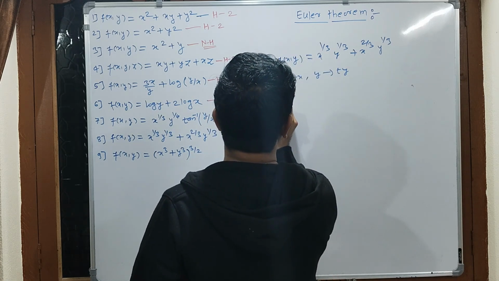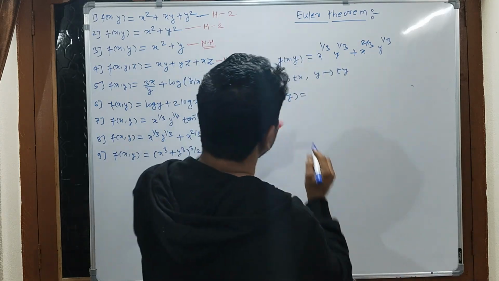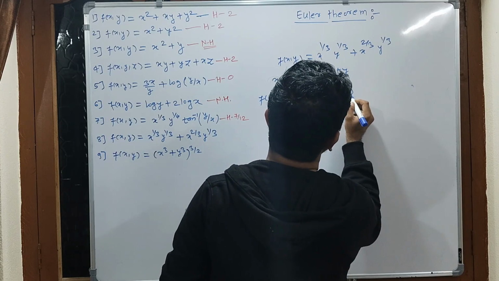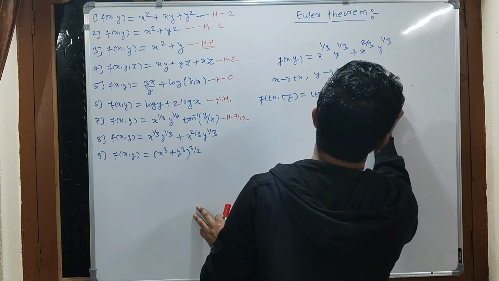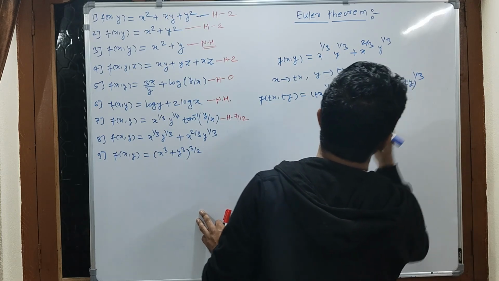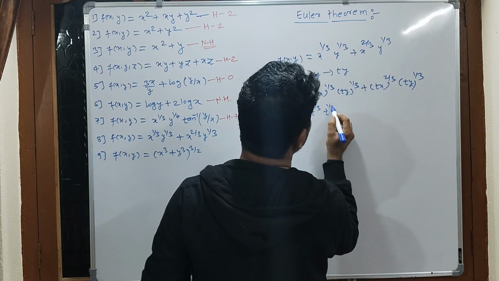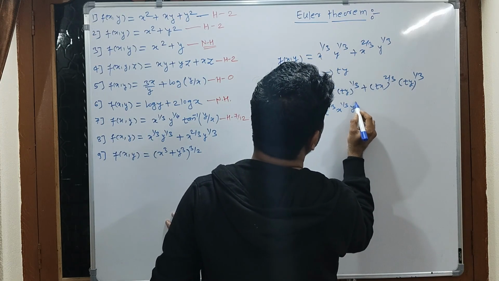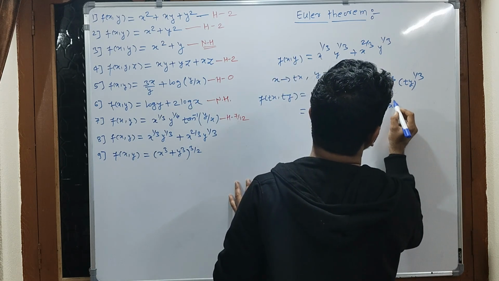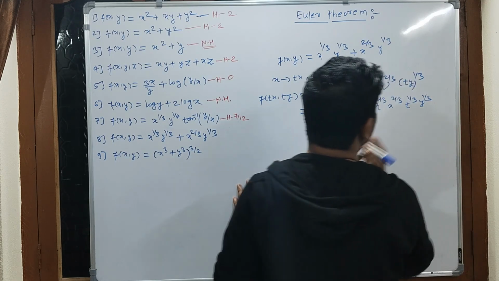So f of tx comma ty is equal to tx to the power 1 by 3, ty to the power 1 by 3, plus tx to the power 2 by 3, ty to the power 1 by 3, which is equal to t to the power 1 by 3, t to the power 1 by 3, x to the power 1 by 3, y to the power 1 by 3, plus t to the power 2 by 3, x to the power 2 by 3, t to the power 1 by 3 and y to the power 1 by 3.